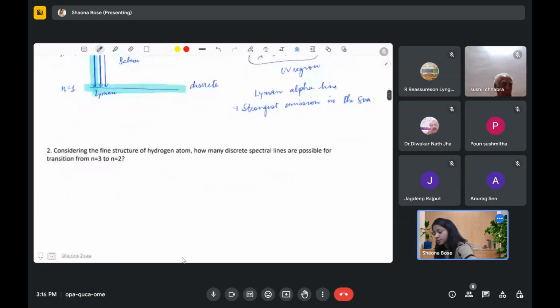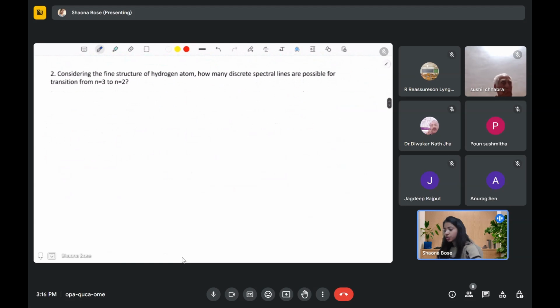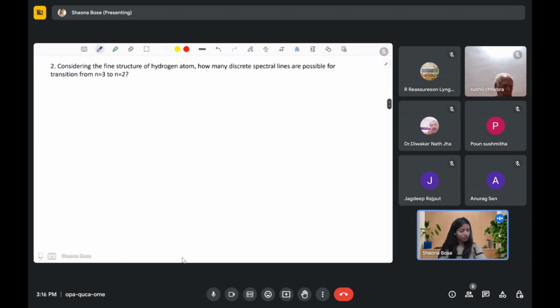Okay, so let's go to the next problem. This is also similar. How many discrete spectral lines are possible for transitions from n is equal to 3 to n is equal to 2 lines? It is similar, but you will see they're talking about the fine structure. So how would you go about that?